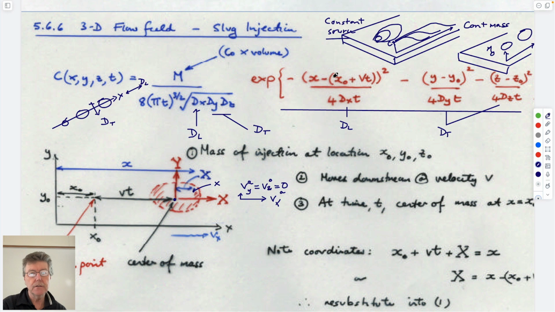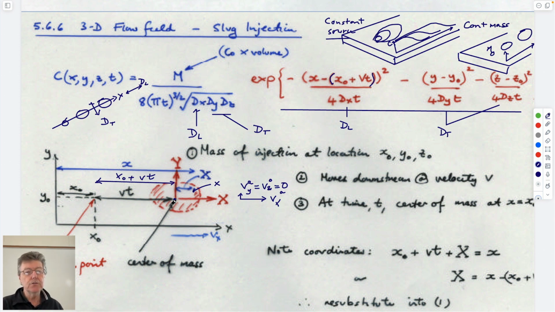This value here would be x0 plus VT, right? And this would just be X here. So really all it's doing is it's allowing this thing to get bigger as it goes downwind, down gradient I guess. And relative to this moving coordinate system, it just sees a Gaussian distribution.